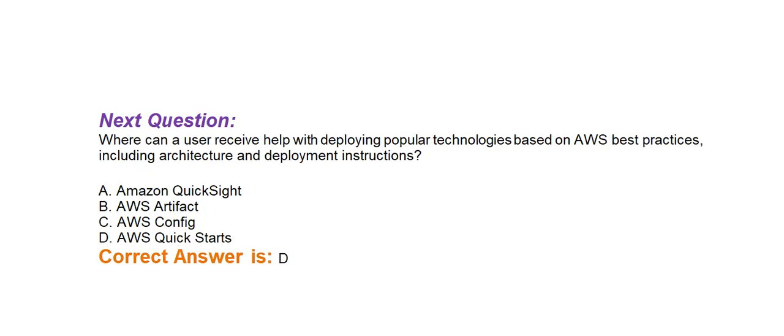Next question is, where can a user receive help with deploying popular technologies based on AWS best practices, including architecture and deployment instructions? Option A, Amazon QuickSight. Option B, AWS Artifact. Option C, AWS Config. Option D, AWS Quick Starts. Correct answer is option D, AWS Quick Starts.